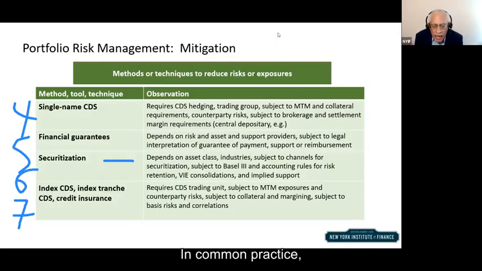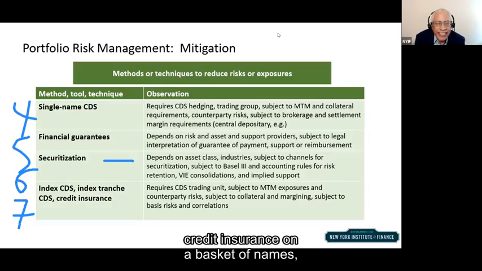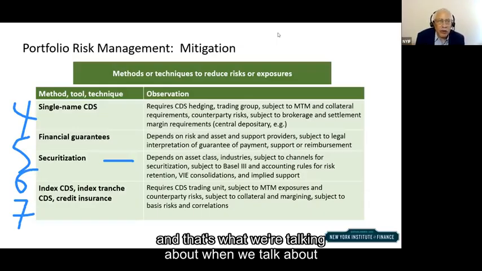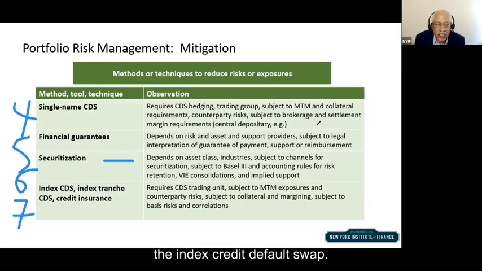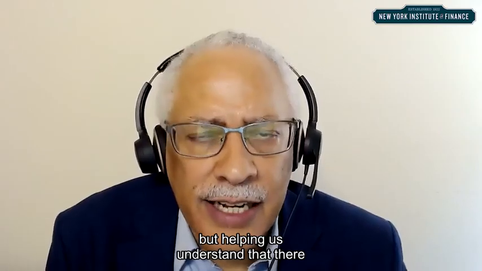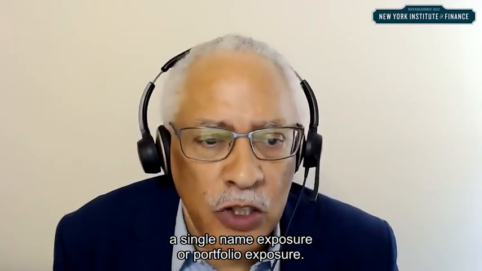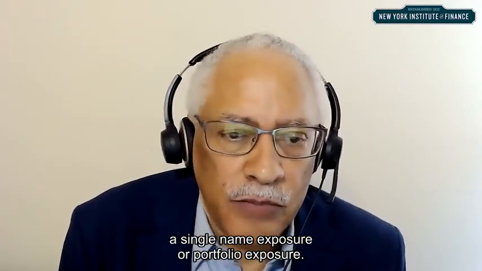So in common practice, many financial institutions will skip buying a single name credit default swap, but they will buy a credit default swap or credit insurance on a basket of names. That's what we talk about when we talk about the index credit default swap. Now, many of these derivatives can be very, very complicated. What I'm doing now is not really elaborating on the complications, but helping us understand that there are some ways that we can mitigate single name exposure or portfolio exposure.